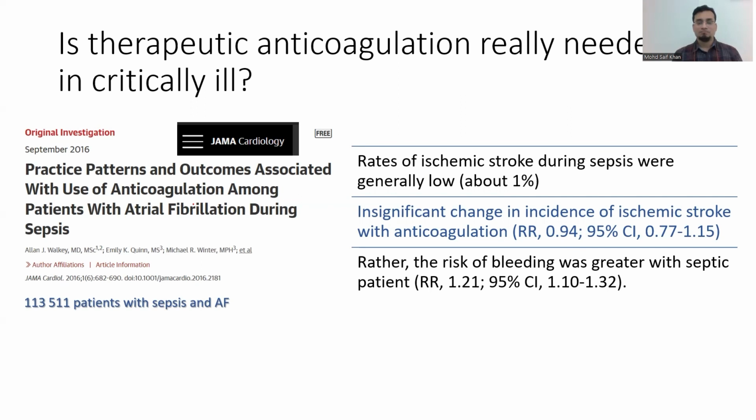Rather, this study shows that the bleeding risk was higher compared to prophylactic or no anticoagulation. So if you are using therapeutic anticoagulation in ICU patients for new onset AF, definitely the risk of bleeding is higher and the therapeutic benefit is quite less. That is the change in the incidence of ischemic stroke. That is why we have to balance the risk and benefit in each and every patient, and still limited evidence is available to suggest therapeutic anticoagulation in new onset atrial fibrillation in ICU.